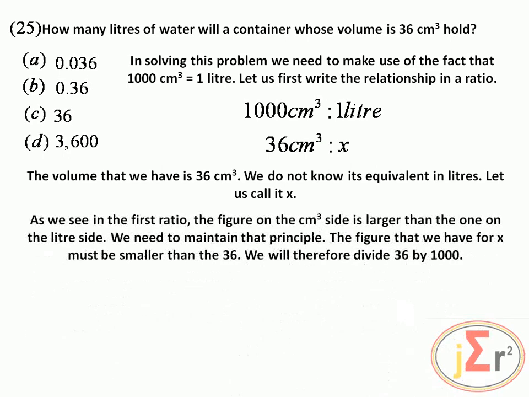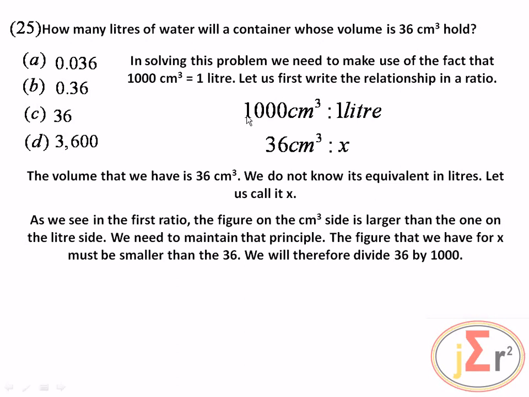As we see in the first ratio, we're just using some analysis. The figure on the centimeters cubed side is larger. Of course, it's obviously larger. We have 1000 here, we have 1. So the figure on the centimeters cubed side is larger than the one on the liter side. We need to maintain that principle. The figure that we have for x must be smaller than 36. We will therefore divide 36 by 1000.